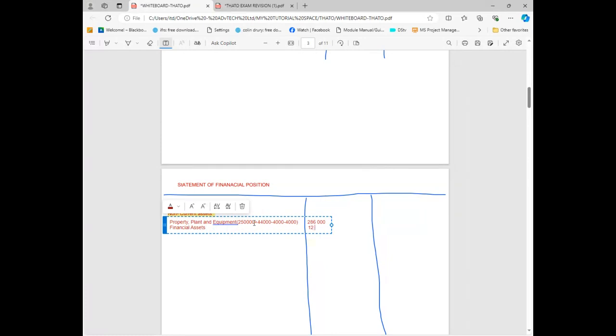So you must just know what to look for. Okay. Yes, sir. And then we can just add them together to find the total non-current assets. That is 406,000.